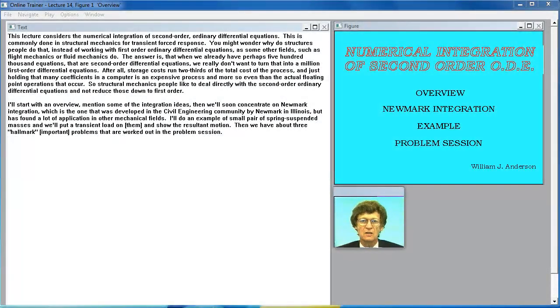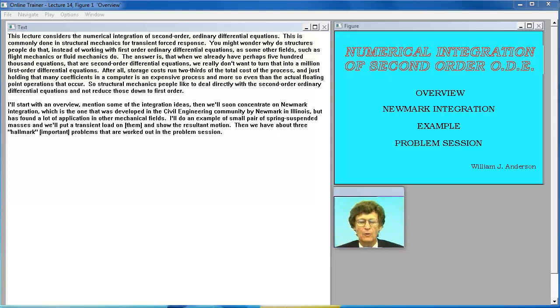This lecture considers the numerical integration of second-order ordinary differential equations. This is commonly done in structural mechanics for transient forced response. You might wonder, why do structures people do that instead of working with first-order ordinary differential equations as some other fields such as flight mechanics or fluid mechanics do?